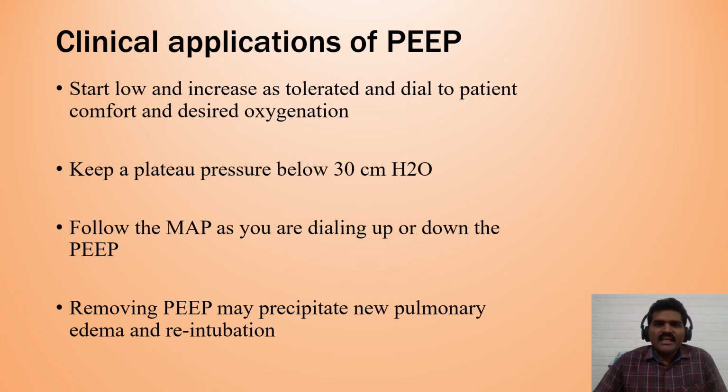So what are the clinical applications of PEEP? Usually you start at a low PEEP and increase as tolerated and dial to patient comfort and desired oxygenation levels. Keep the plateau pressure below 30 centimeters of water. Follow the MAP as you are dialing the PEEP up or down. Removing the PEEP may precipitate a new pulmonary edema and the patient might need reintubation. So whenever you are going to wean off the patient, don't take off the ventilator suddenly when the patient is on an extrinsic PEEP. Keep reducing the PEEP, achieve a PEEP of less than 8, then you can try to wean the patient from the ventilator.